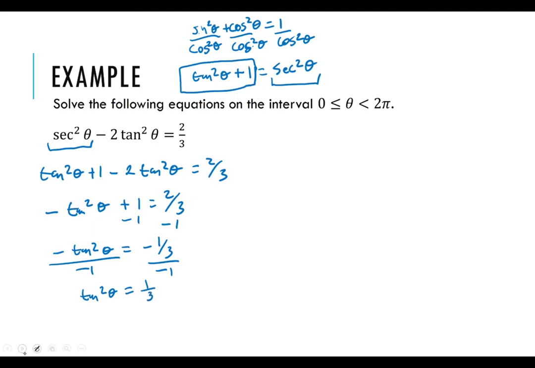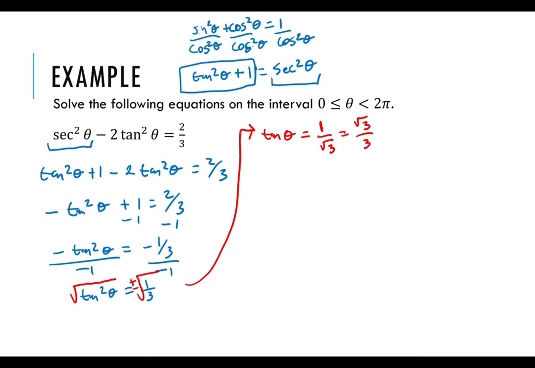Then we need to take the square root of both sides. But, of course, recall that when you take the square root of a square, it's going to be the positive and the negative solutions here. So that means that what we really have is tangent of theta is equal to the positive square root of 1 over 3, or 1 over root 3, which of course is the same thing as root 3 over 3. And we also have the fact that tangent of theta is equal to negative 1 over root 3, or negative root 3 over 3. Those are, of course, the same thing.